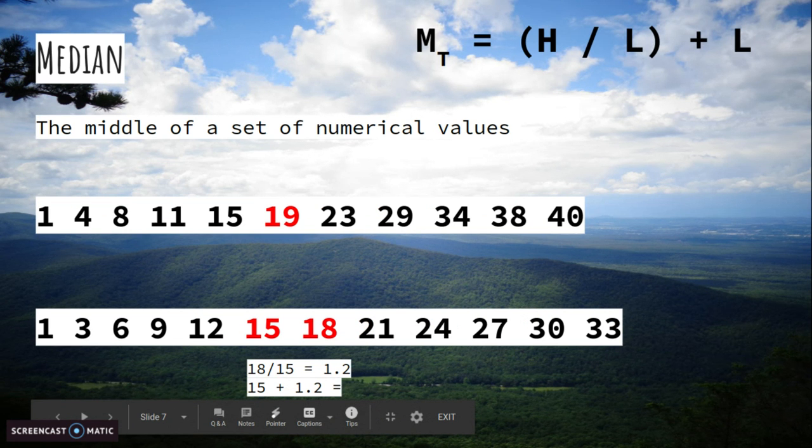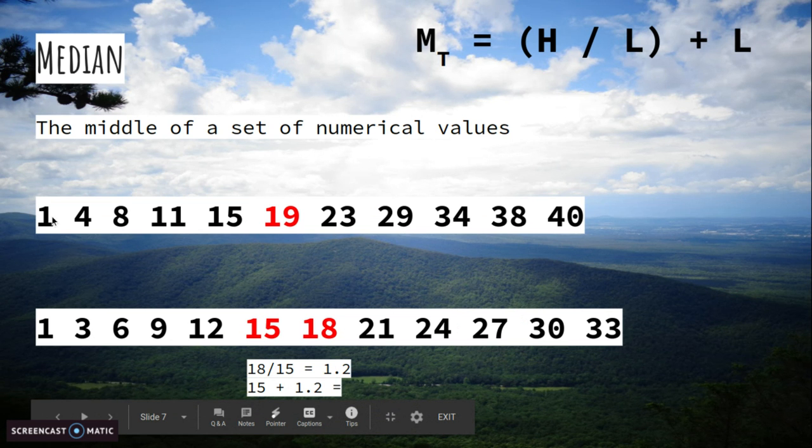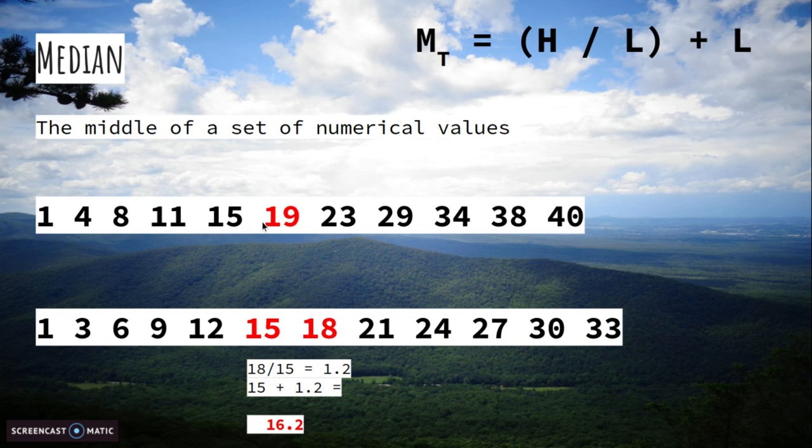Median is the middle of a set of numerical numbers. So you just have to cross out one on each side until you get to what's in the middle. So you can see that 19 is in the middle of this set because there's 1, 2, 3, 4, 5 on this side, 1, 2, 3, 4, 5 on this side.